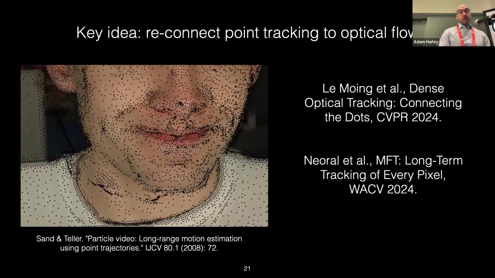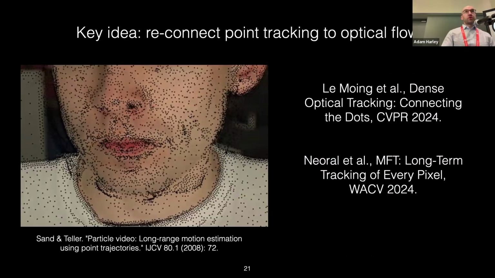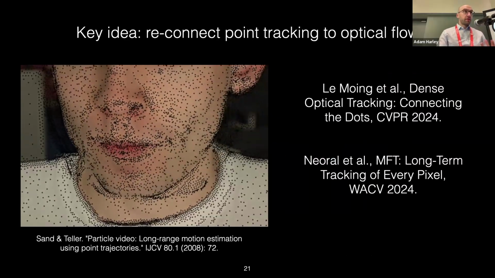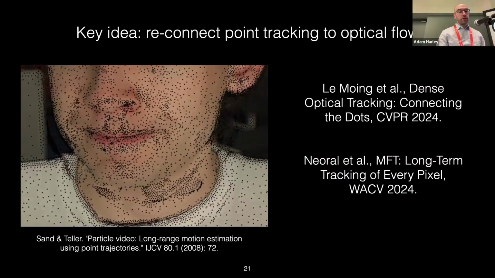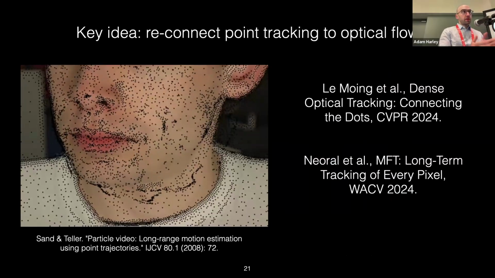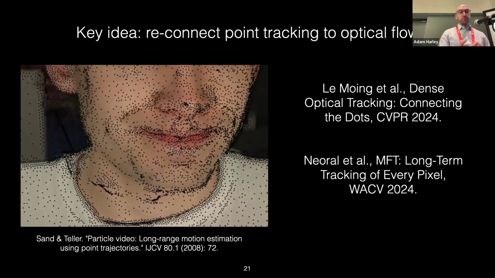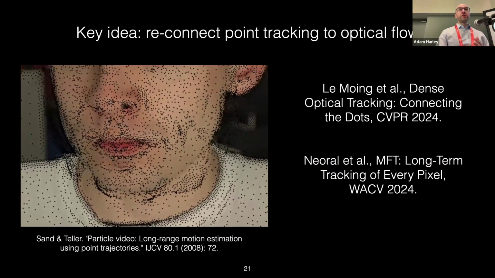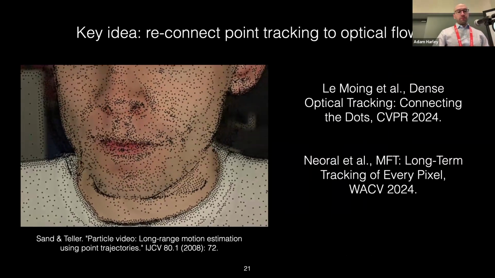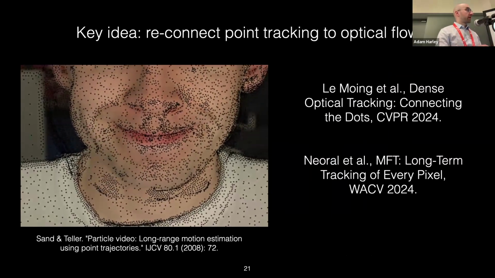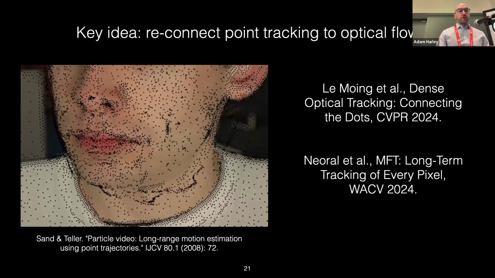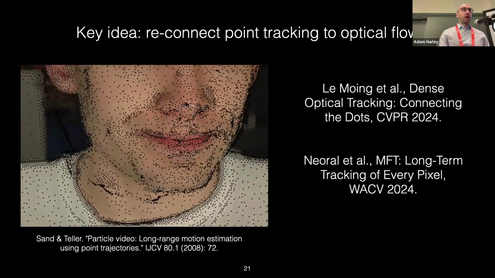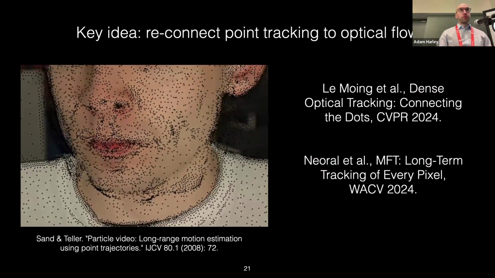The key idea in our method is to reconnect point tracking to optical flow. We're definitely not the first people to make this connection. It was explicit even in the original particle video paper, where they used a flow model to get frame by frame flows, and they built up from that. It's also been explored recently by other smart people. So what I'd like to do now is carefully step through the connections between point tracking and flow, and I want to try to show you how we arrived at the ideas of the full paper.